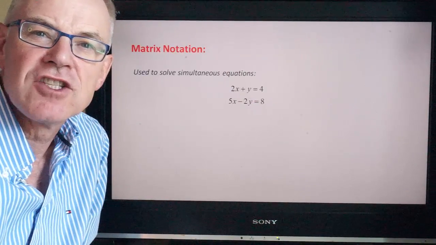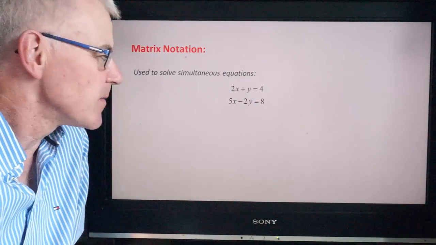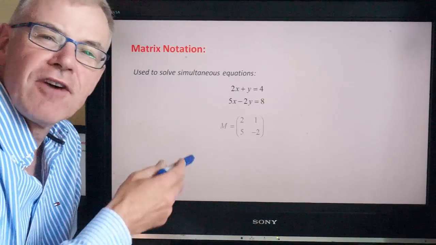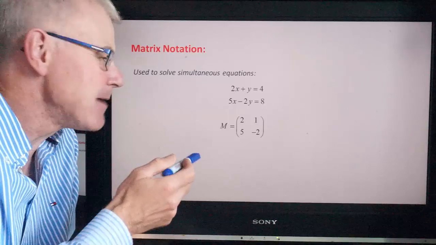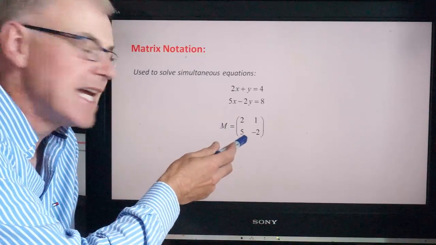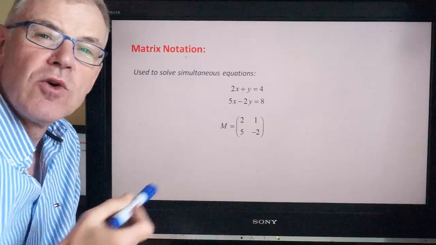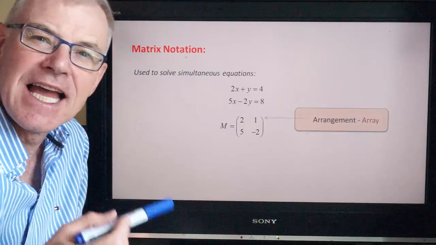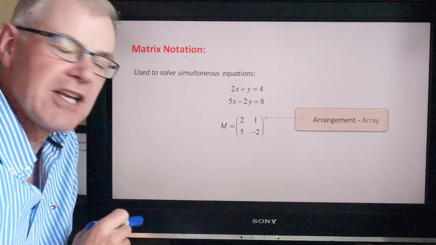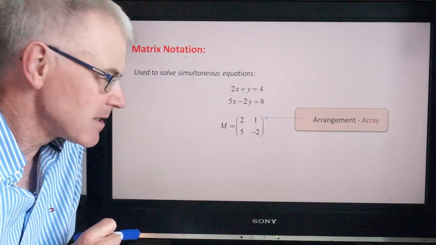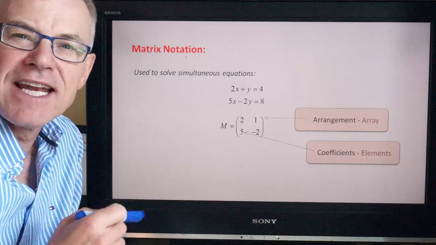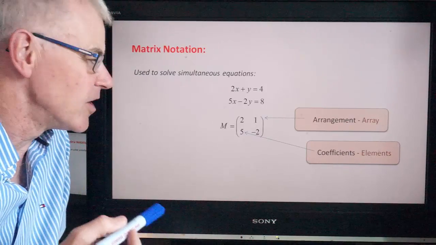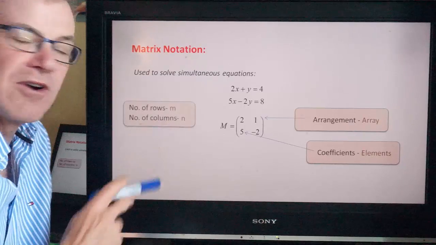So let's have a look at two linear simultaneous equations. If we take the coefficients and arrange them in the following order, maintaining the same relative position in this arrangement as in the original equations, we have what we call a matrix or an array. Each of the coefficients within this matrix are referred to as elements. Now we can have any number of rows or any number of columns, and generally we refer to the number of rows as m and the number of columns as n.